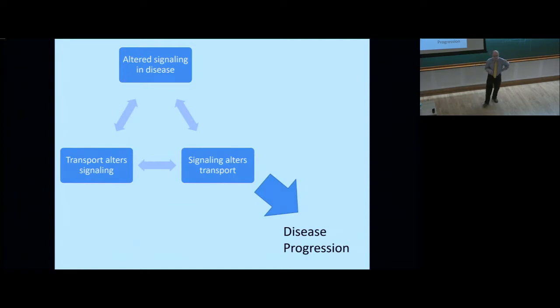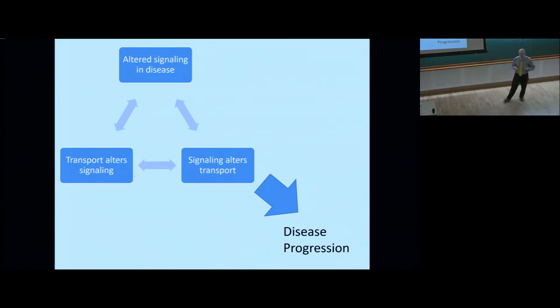Okay, so this started me thinking that one of the interesting things is that in disease, signaling is often altered. You can imagine that in a disease where you alter signaling, since signaling can control transport, the altered signaling could control altered transport, which could contribute to disease progression. Also, when you alter the transport, that could alter the signaling, and so you could have various feedbacks.